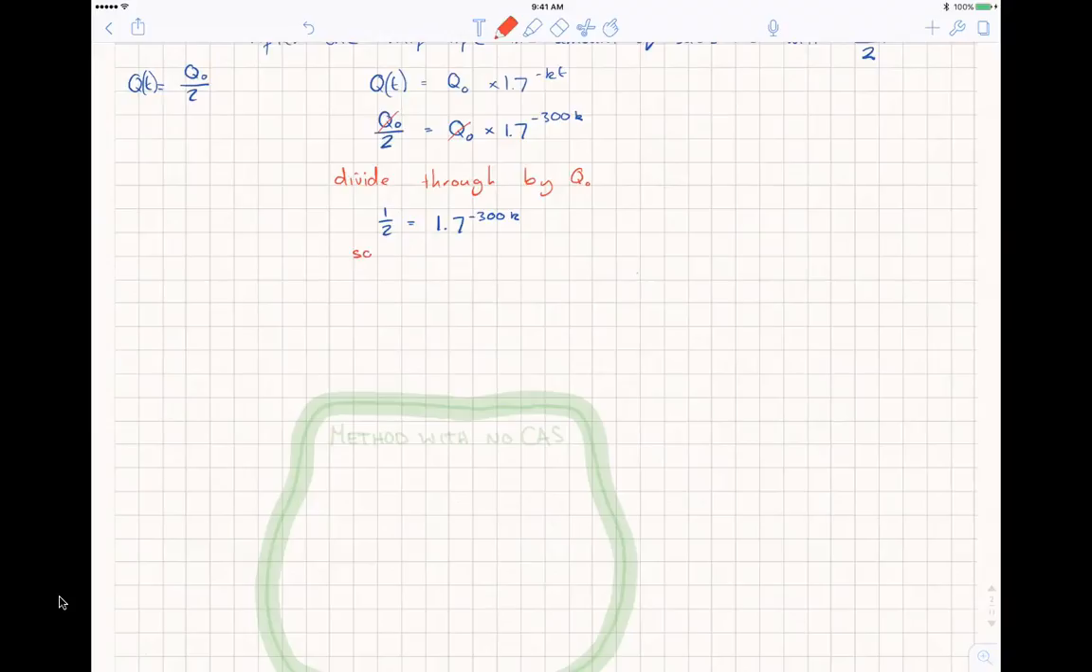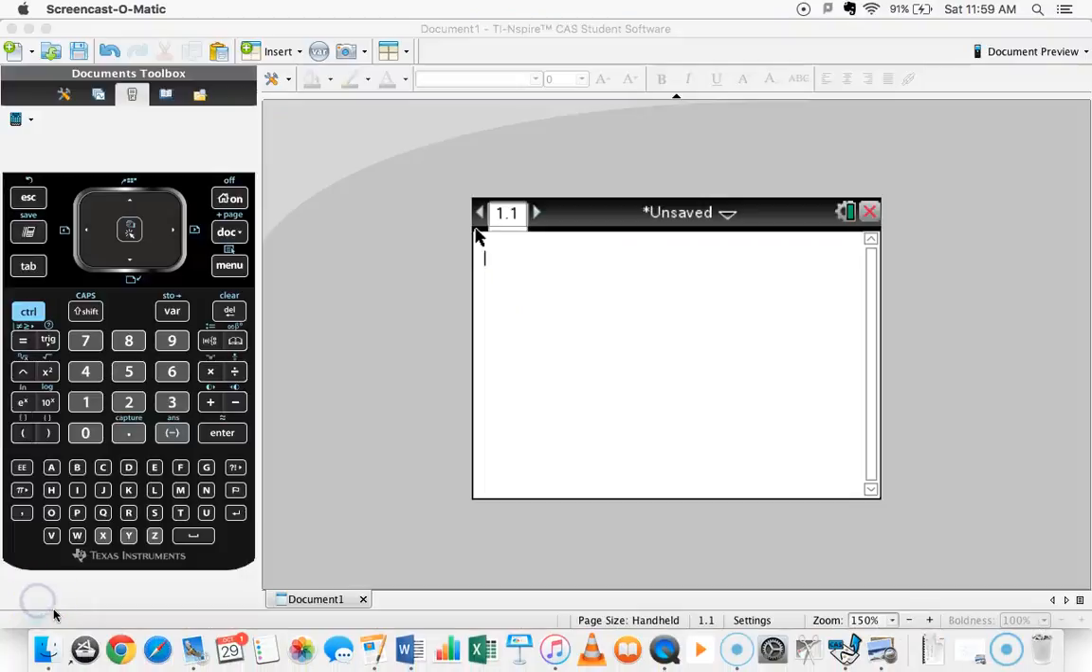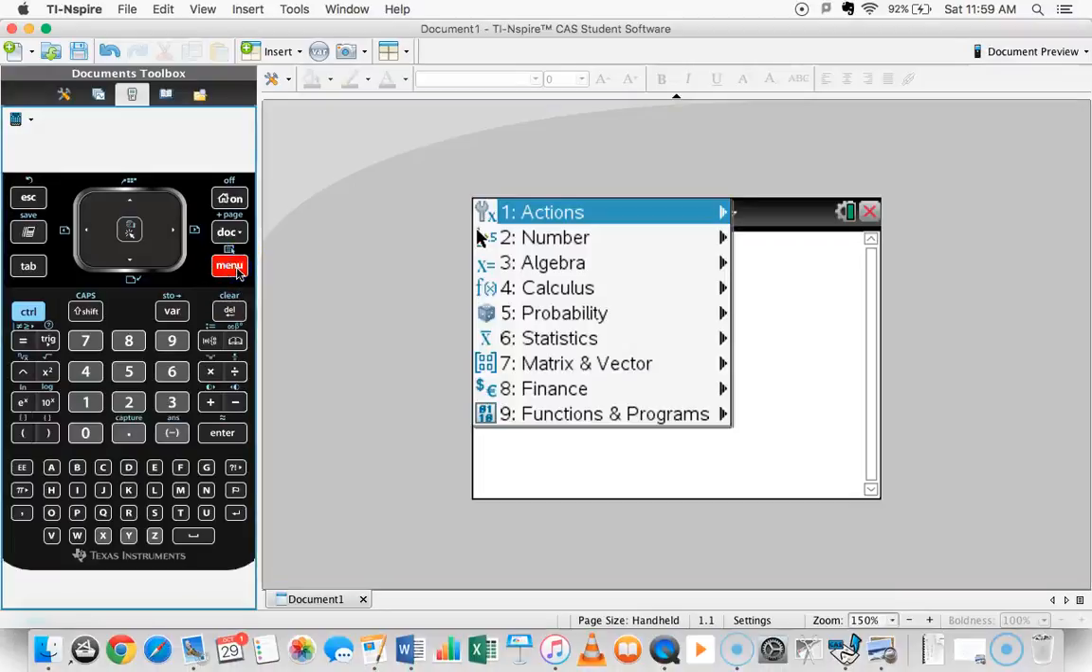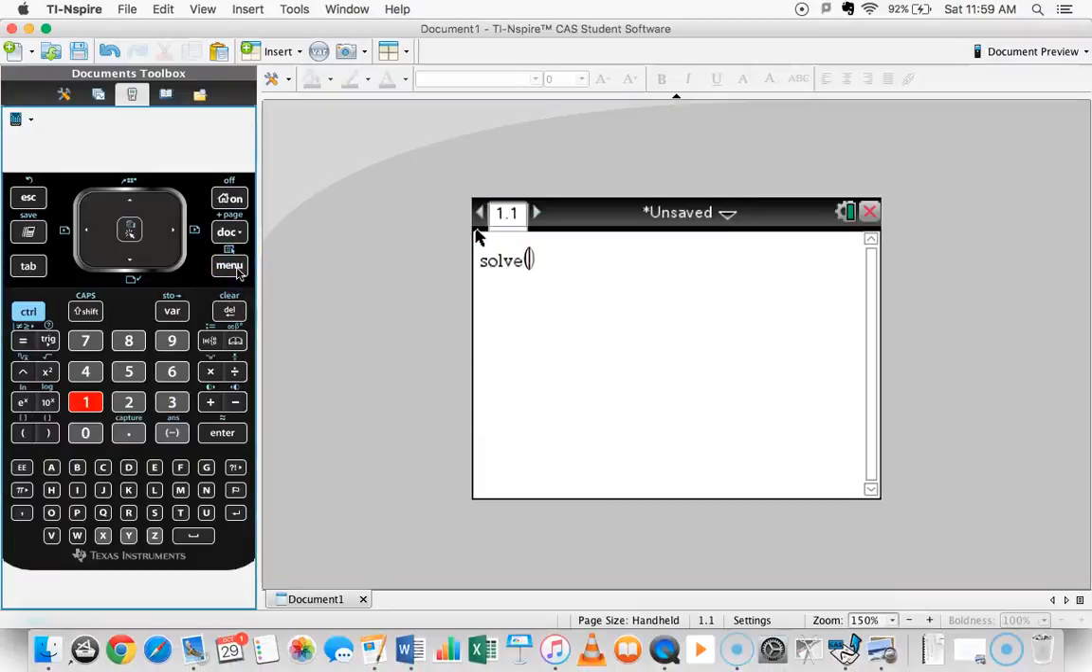So what we're going to do on our calculator, we're going to go to solve. We're going to type in our equation, and we're going to ask the calculator to solve that for K. So we go menu, 3, 1, type in what we need. I'm going to write 0.5 instead of a half, equals 1.7 to the power of minus 300 times K. Don't forget the comma K.